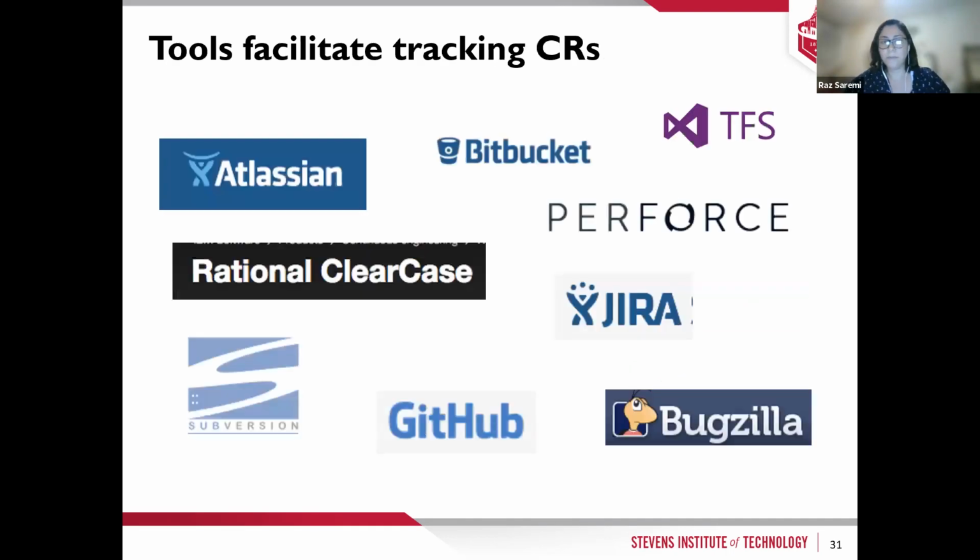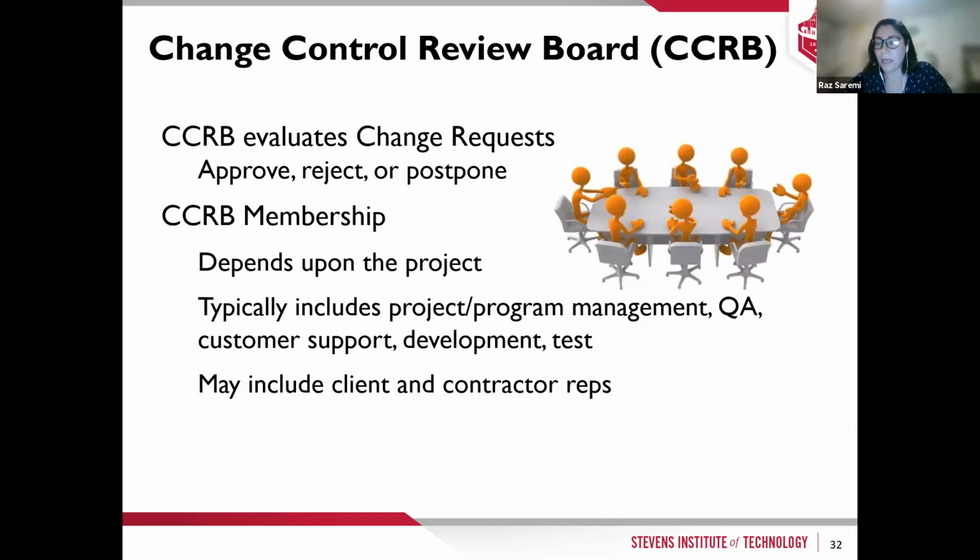So for tracking, we are using different configuration request systems. For us, GitHub is the best one because it does everything automatically by itself, but we have different types of systems out there. And everything happens in the change control review board. That's where the control management is going. They decide on approve, reject, or postpone. Practically it depends on the project, and everyone can be part of the team based on different companies, different policies, and size of the project.